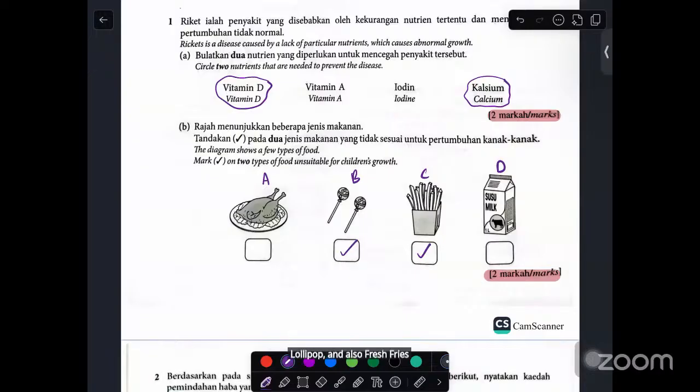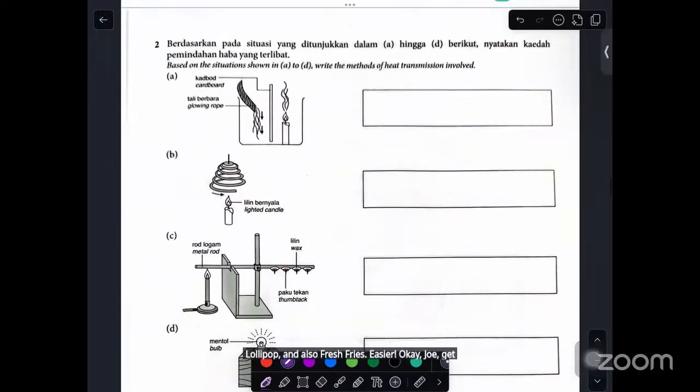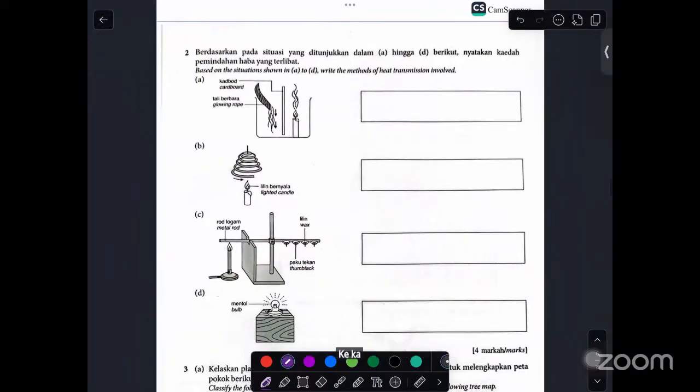Easy. Okay, jom. Kita move on ke kaedah pemindahan haba. Okay, kaedah pemindahan haba, heat transmission methods, dah belajar kan? Bab 9. Okay, this one is bab 9.